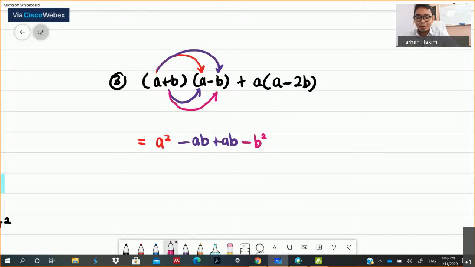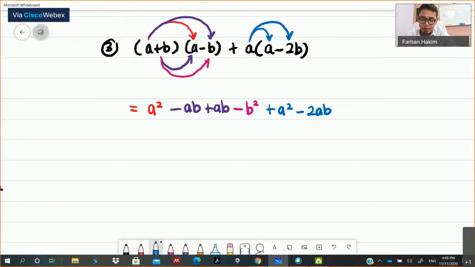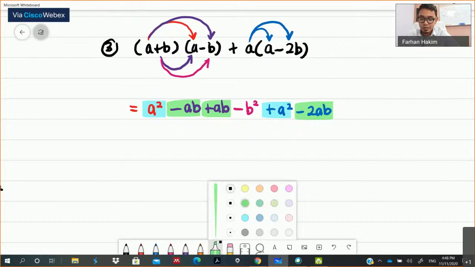Okay. So now, dekat belakang itu, boleh expand. We can expand this one, right? So suppose I'm going to use blue color. A multiplied by a will have positive a square, and a multiplied by negative 2b, negative 2ab. Alright. So now we can simplify. Okay, kita cari yang sama gang dulu. A square ada tak gang a square? Ada. This one, positive a square. Now kita cari gang ab pula. Negative ab, positive ab, minus 2ab. Yang negative b square, tak ada gang.